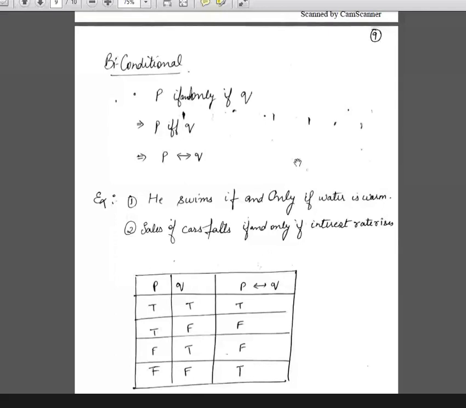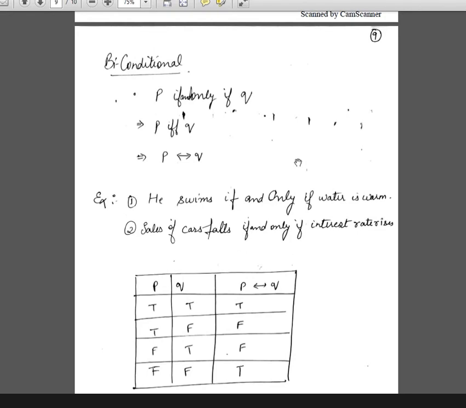Okay, biconditional. So, what does biconditional mean? Biconditional means if and only if. If and only if means if P implies Q, then Q implies P. It means if P and Q are both the same, then it is true, otherwise false.